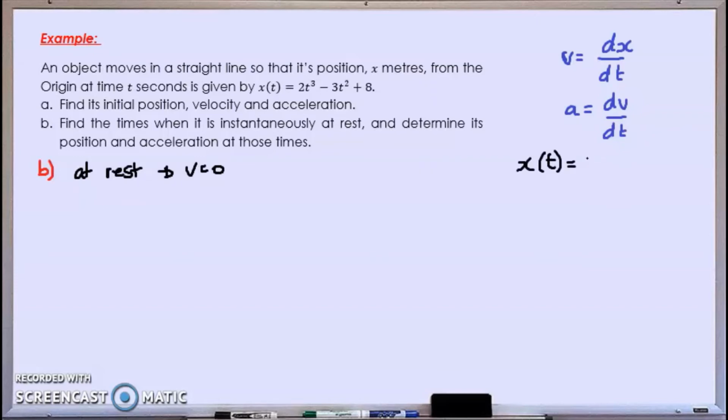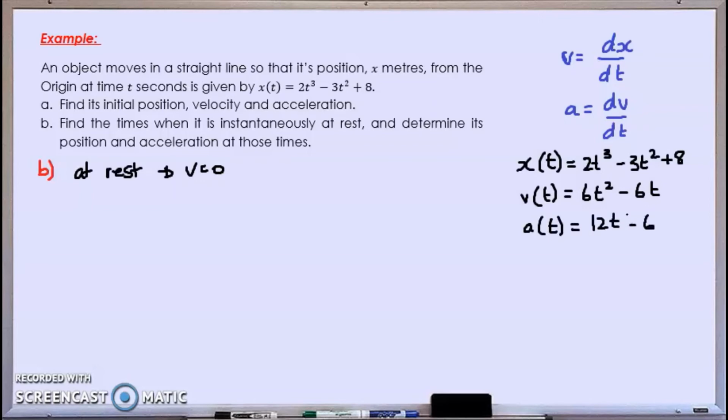If distance is 2t cubed minus 3t squared plus 8, then velocity is the derivative of that, which is 6t squared minus 6t, and acceleration equals 12t minus 6. Writing those down like that somewhere where you're not going to rub them out is probably quite a handy tip for when you're doing exams or something like that.